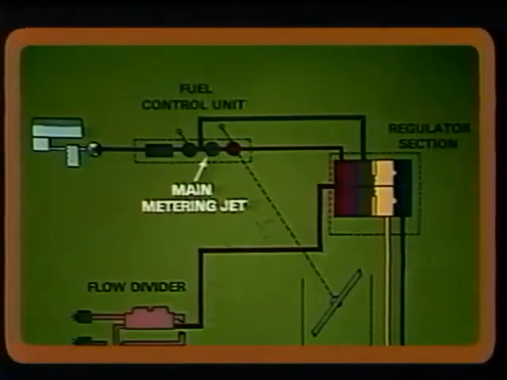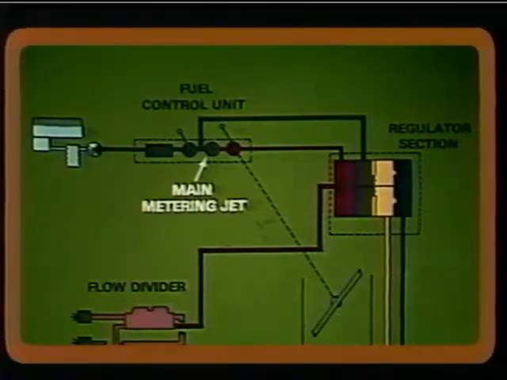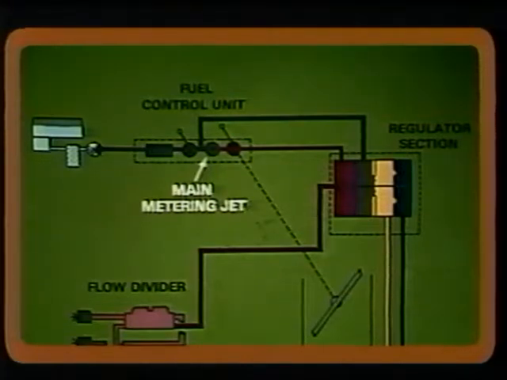The main metering jet in a fuel injection system is a fixed orifice located between the throttle valve and the mixture control. When the throttle is wide open and the mixture control in full rich position, the main metering orifice restricts the amount of fuel that can flow.